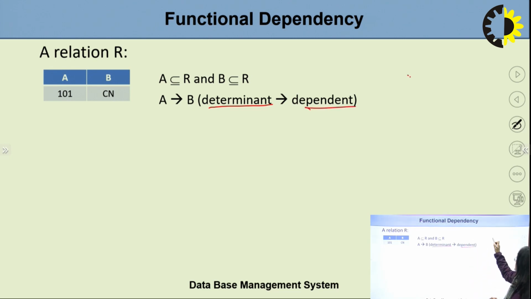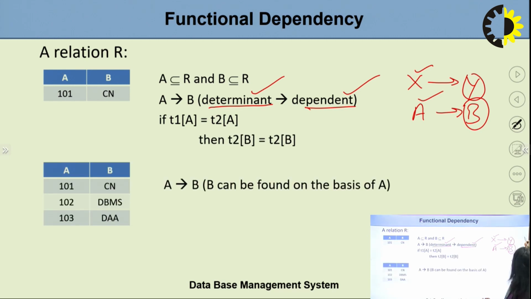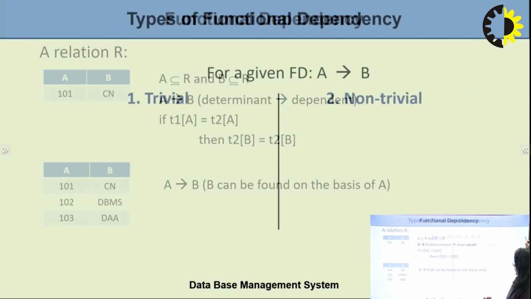So, if we are representing X tends to Y, or we can say A tends to B, it means this Y or this B is the dependent, and this X or A is the determinant. If we have that X or A with us, then we will be able to determine that Y or B. So, this is the full definition of the functional dependency we will study.